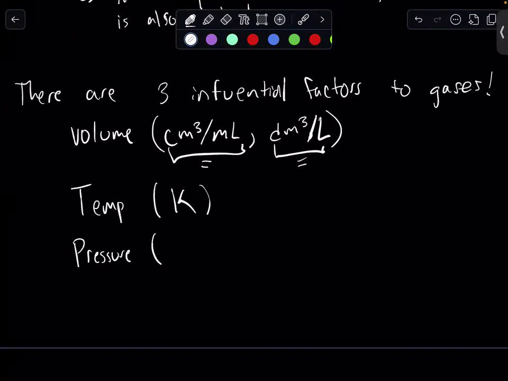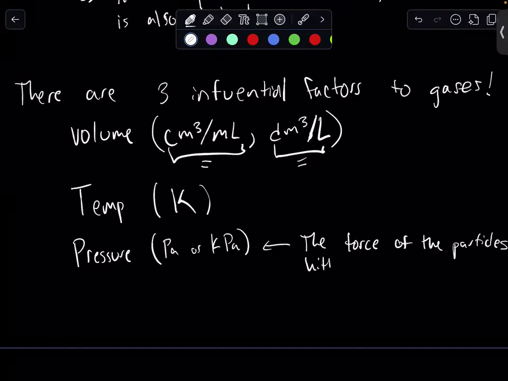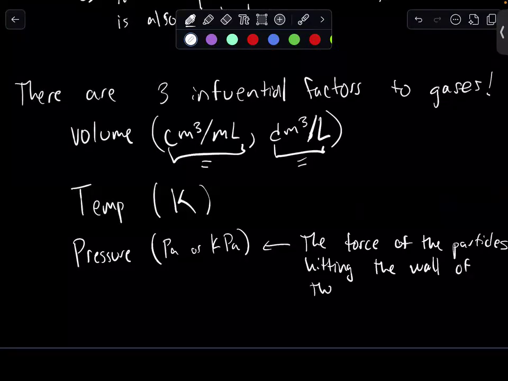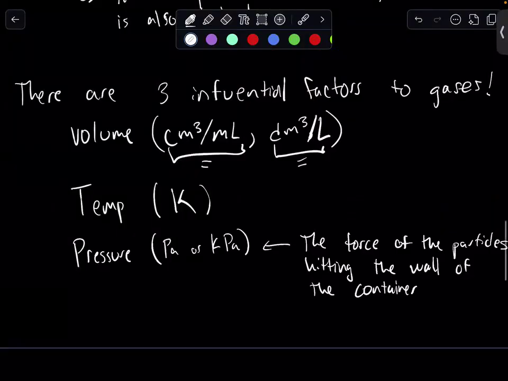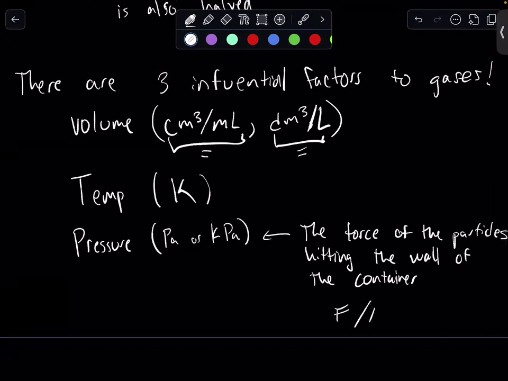Pressure is going to be measured in pascals or kilopascals. And the thing about pressure, what you need to make sure to remember, is this is the force of the particles hitting the wall of the container. Because pressure is force over an area.